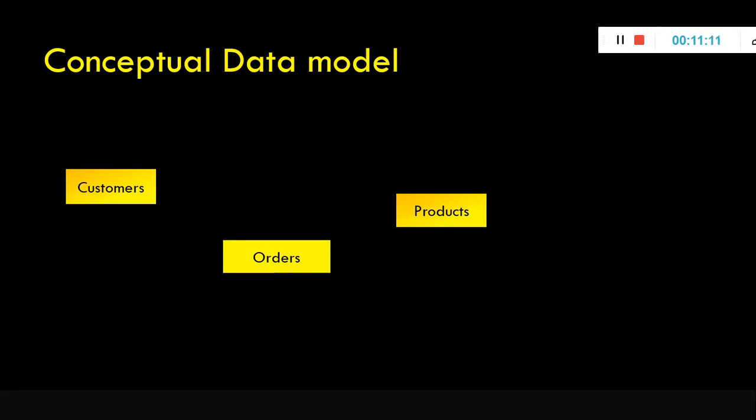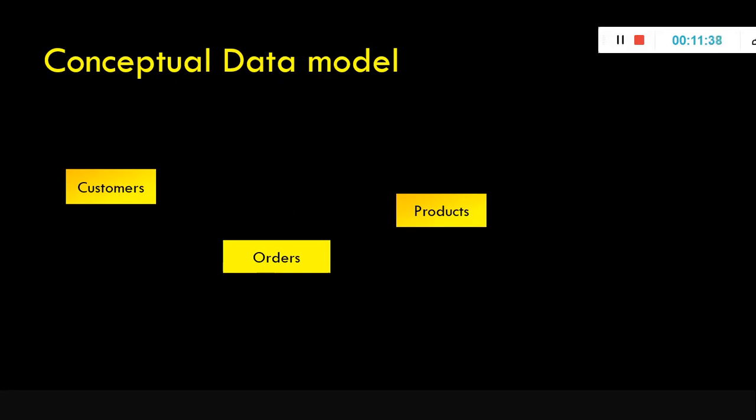Order is placed by one or more customers also, right? So this is one side, this is many side, a customer. So order is placed by one or more customers, so it is a one to many relationship. Here, products appear on zero or more orders. But if you look in this direction, the customer places zero or more orders.